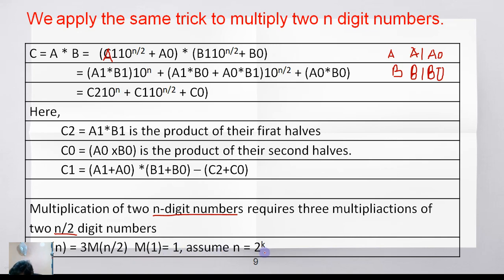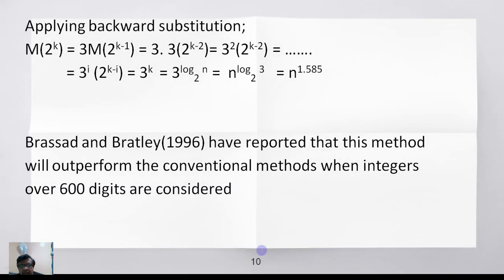Assume n equal to 2 to the power of k and do some kind of a back substitution that we remember. Okay, we can recall our memory. So m of 2 to the power of k equals 3 times m of 2 to the power of k minus 1, because it is n by 2. Okay, k minus 1, so 3 into 3 into 2 to the power of k minus 2, so 3 square into 2 to the power of k minus 2, 3 cube into 2 to the power of k minus 3. So it goes on like this.